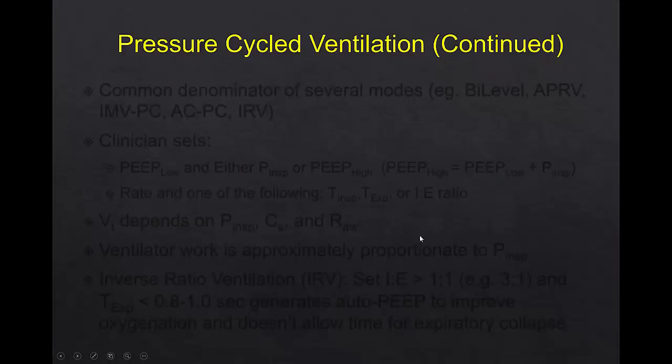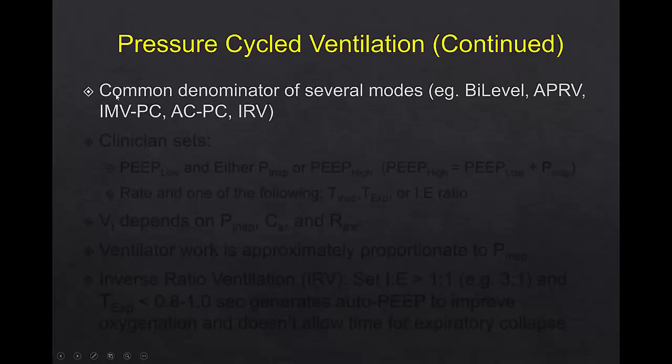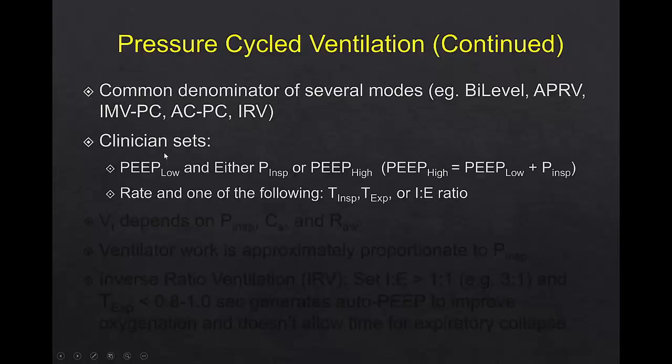Now I want to change the topic to pressure cycle ventilation. Pressure cycle ventilation is a style of ventilation which is the common denominator of several modes. Modes that we can talk about are bilevel, APRV, IMV-PC, ACPC, and IRV. But in a pressure cycled strategy, we set the PEEP low and we pick either the inspiratory pressure or the PEEP high as a mandatory strategy.